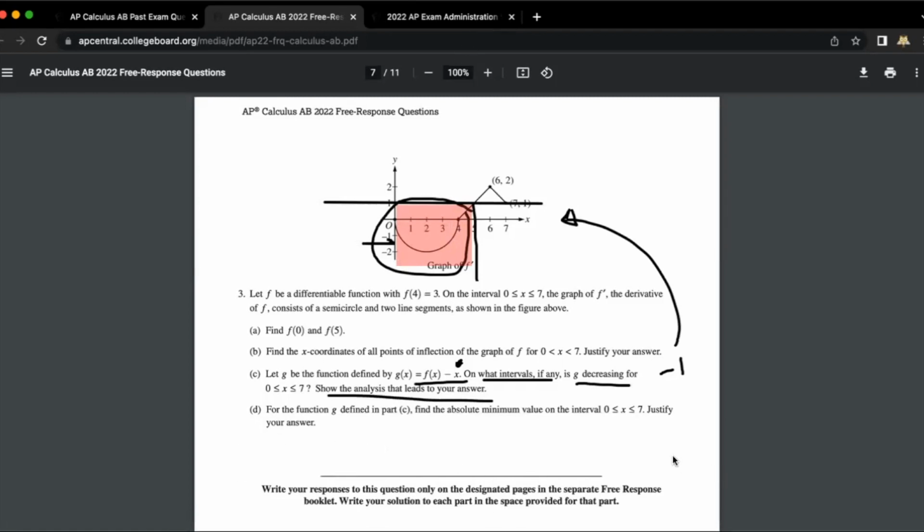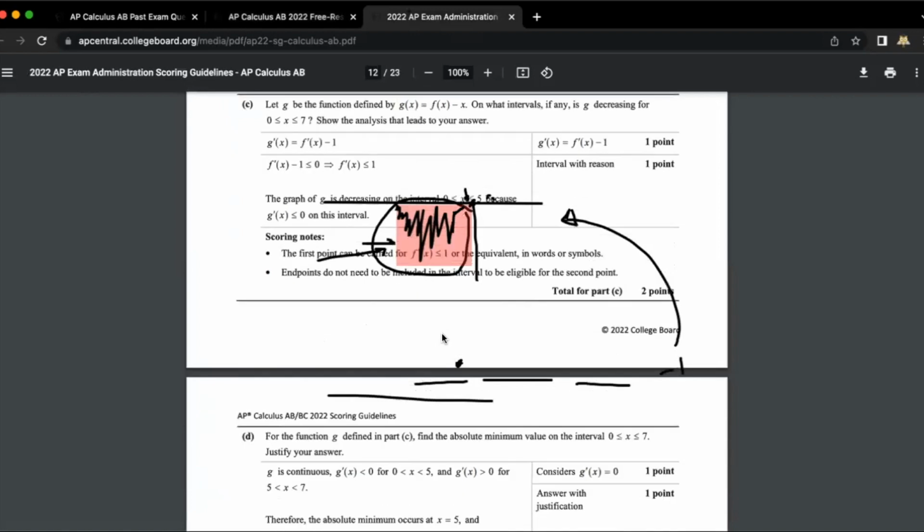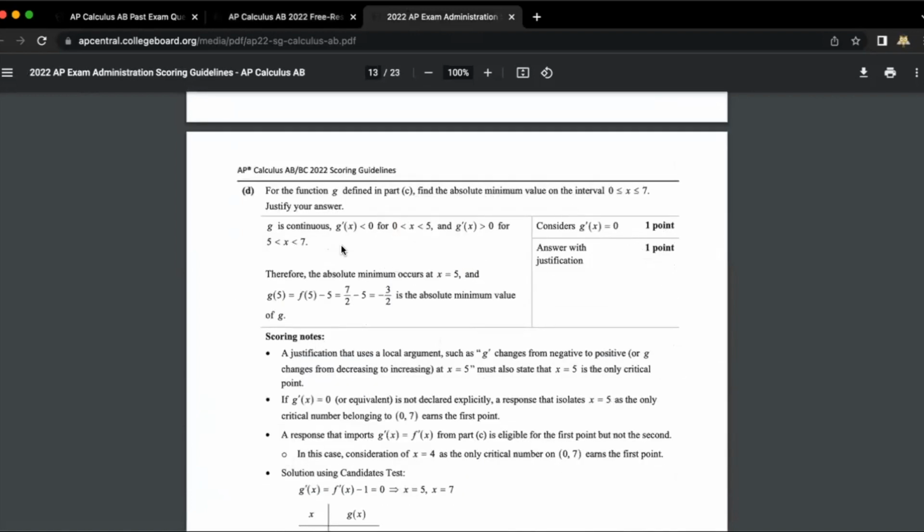For the function defined in part C, find the absolute minimum value on the interval. Justify your answer. Well, the minimum for this interval is going to be, because you're going to continue adding these negative areas all the way up to here. By the time you hit 5, that'll be when you hit the most negative, and then you start adding positives here. So 5 is going to be where that's going to be the most negative. All right, absolute minimum at 5.